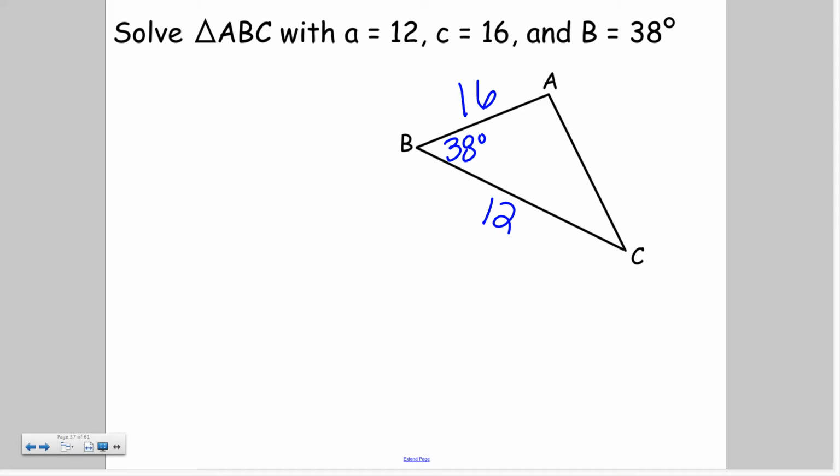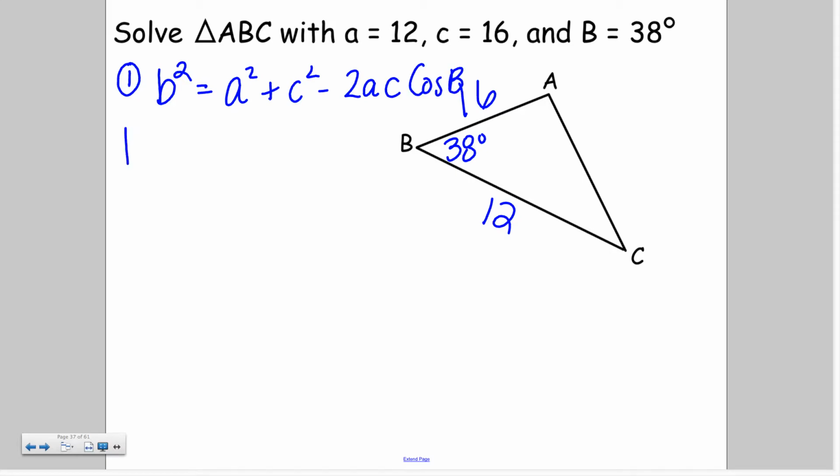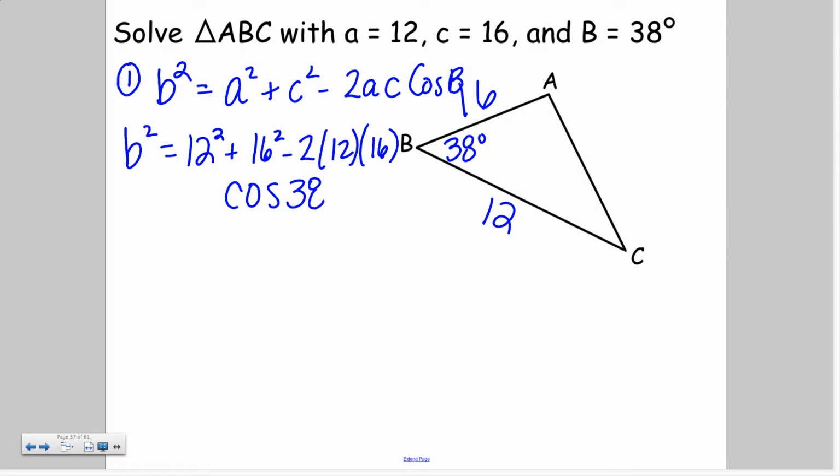is we're given an angle for B. So I'm going to use my law of cosines, and I'm going to find side B. Oops, that should be C. Alright, so we're still trying to find B squared, or B. So now we're going to plug in everything we're given. A is 12, C is 16, and we know angle B is 38 degrees.